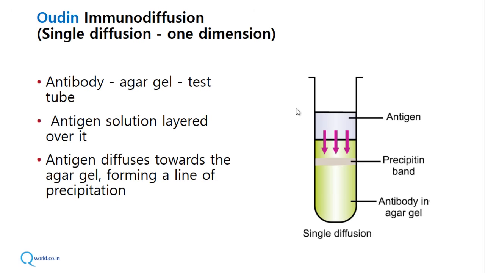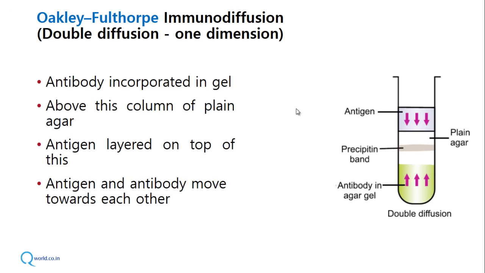Now, here what we do, we take a test tube, and in that we put an antibody agar gel, and then we layer the antigenic solution over it. Now this antigen will diffuse towards the agar gel and will form a line of precipitation when there is zone of equivalence. Now second procedure is known as Oakley Fulthorpe immunodiffusion, or what we know as double diffusion in one dimension.